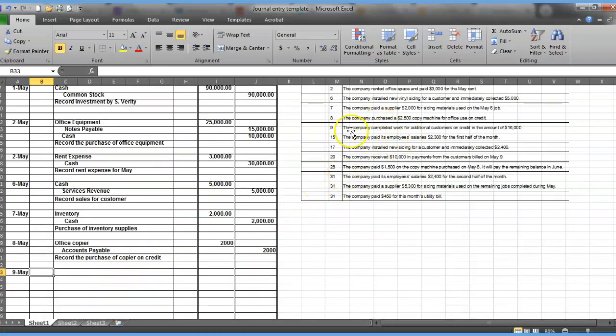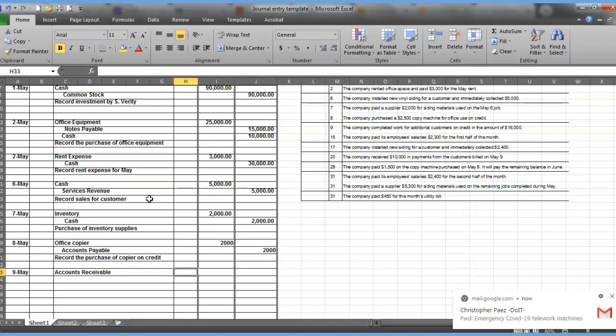On the 9th of May, right here, the company completed work for additional customers on credit. Now, they've earned their revenue, but they didn't get the money. What are they expecting? They're expecting some money in return, so that's going to be an accounts receivable. I'm expecting accounts receivable for my client. I earned the money, but I haven't received the cash. And that looks like it's $16,000.